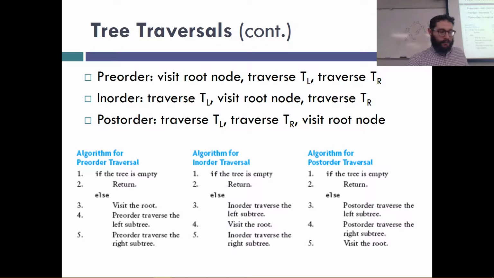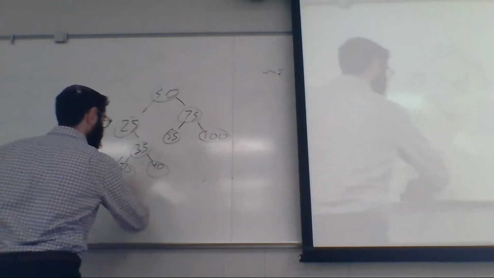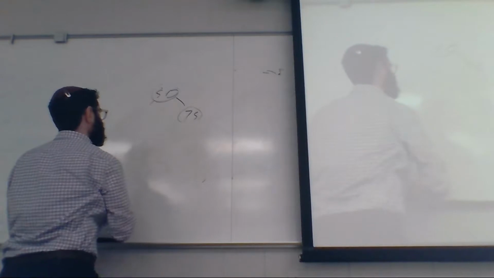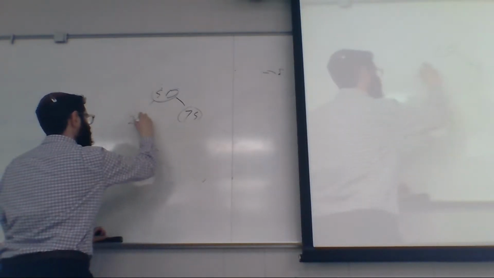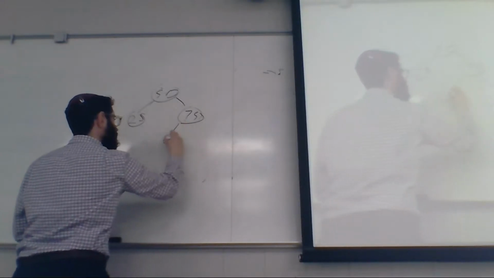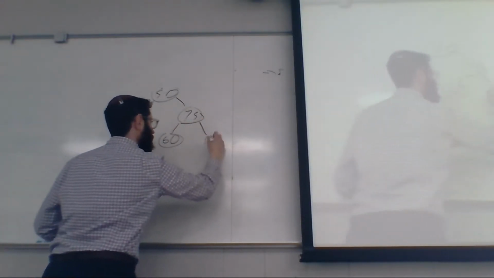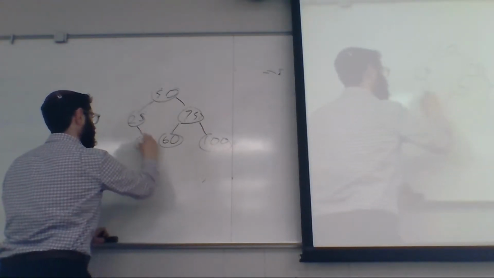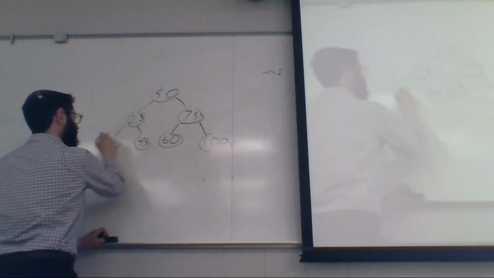Let me go ahead and clean this up a bit so it's actually balanced. 25, 60, 100, 45, and let's go with 20. So we'll go with this example.